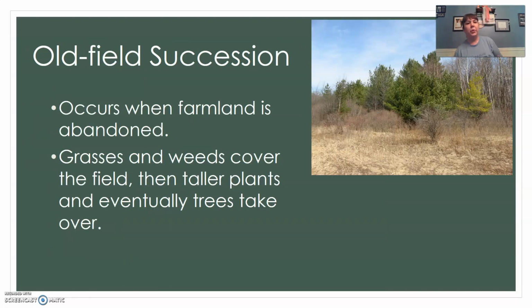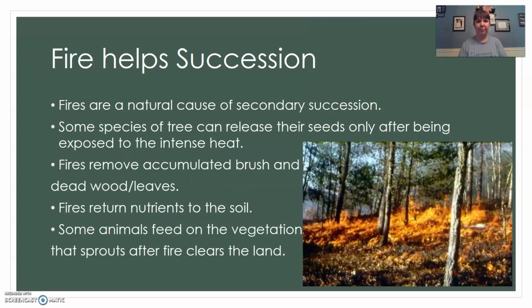All right, so another type of succession that you notice around East Texas is what we call old field succession. You had farmland or ranch land, but it's been abandoned. And so eventually through time, you notice the grasses, the weeds, the taller plants, and then it returns back to the climax community that should exist in that area.